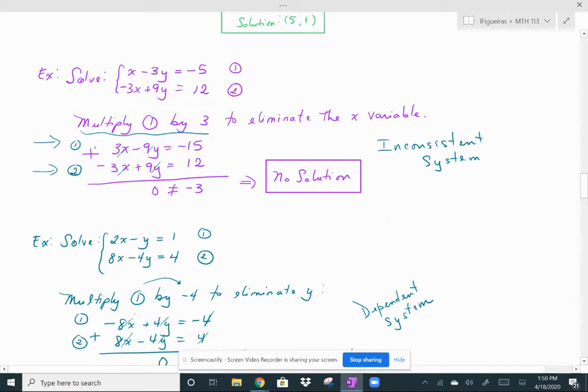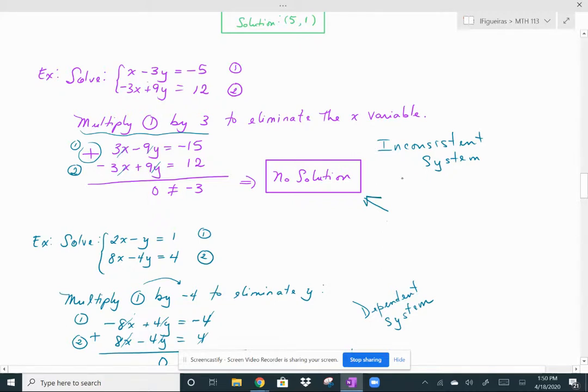Well, when I add these two equations, something unusual happens. Both my x's and y's cancel, so the left side is just 0, and on the right side, negative 15 plus 12 gives me negative 3. When you get an odd result like that, where you have no variables and two different numbers on each side of the equal sign, that's actually not true. 0 is not equal to negative 3. And when that occurs, you can safely say that there is no solution to this system.